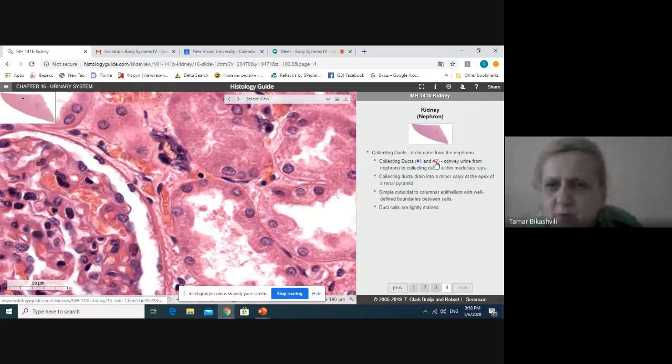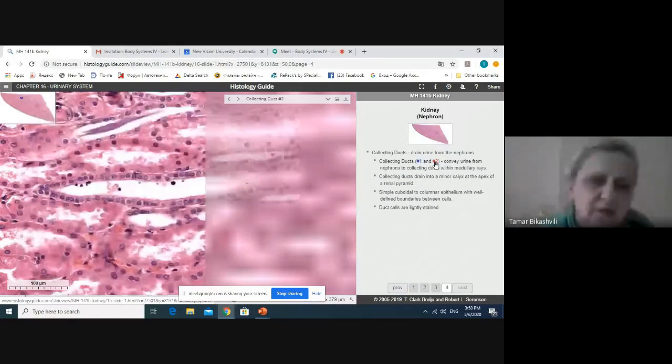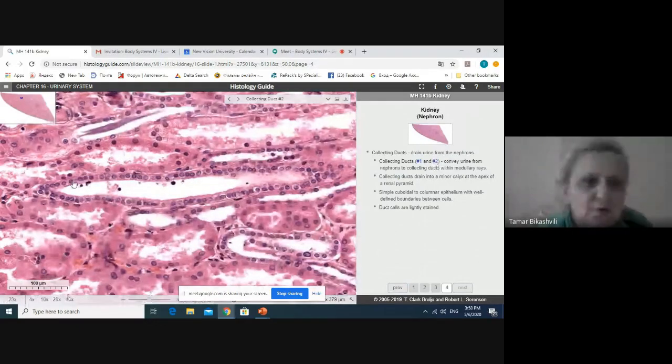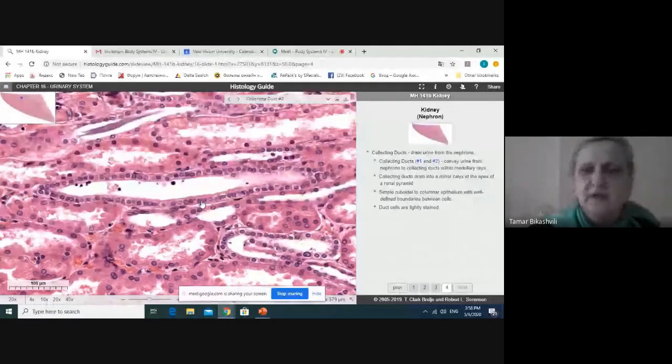And I only want to show the collecting ducts, but in more detail we'll talk about these ducts later, next week, of course. In the collecting ducts, the individual cells are more easily visible because the boundaries between the cells are more clearly seen compared to the distal and the proximal convoluted tubules.